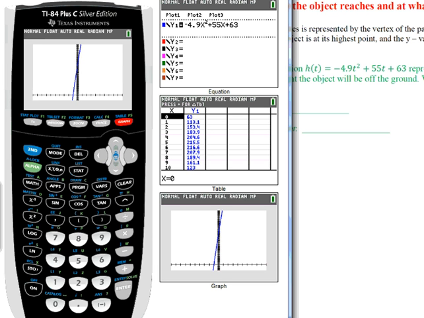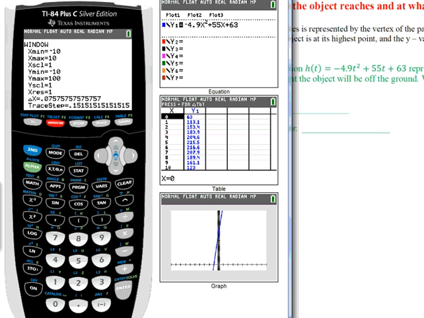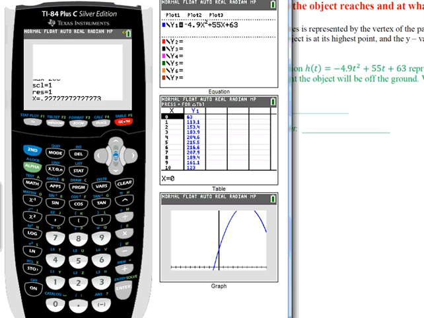Nope. So I should definitely go up higher, and maybe I should go further to the right. So I go to the window. I'm going to change my Y max to maybe 200 now. And my X, that's to the right. Maybe I'll make that like 50. I don't know. I'm just going to try it, and I see what happens.